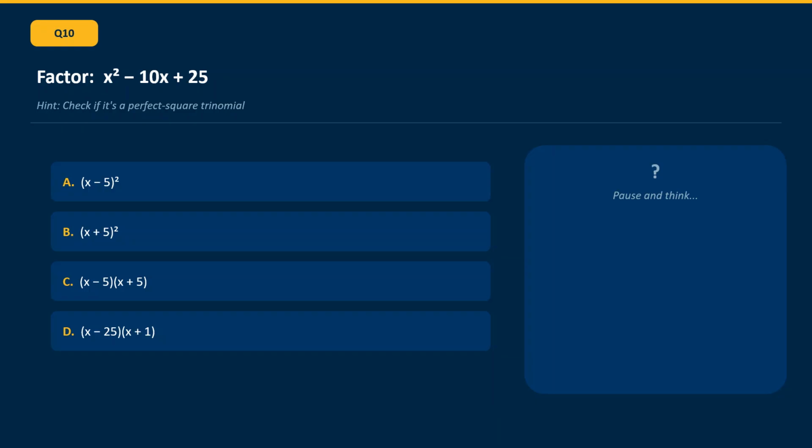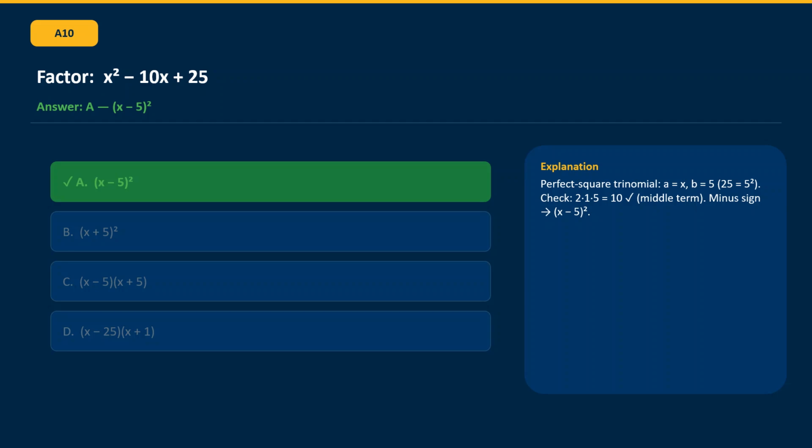Question 10. Factor x squared minus 10x plus 25. Check the middle term against the perfect square trinomial test. Choose your answer. The answer is A, the quantity x minus 5 squared.